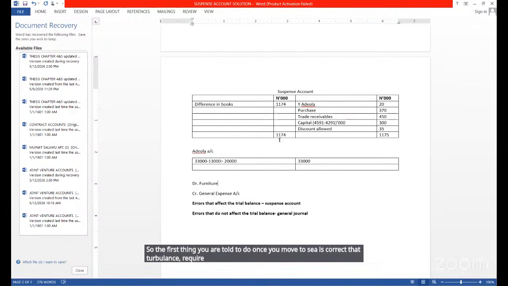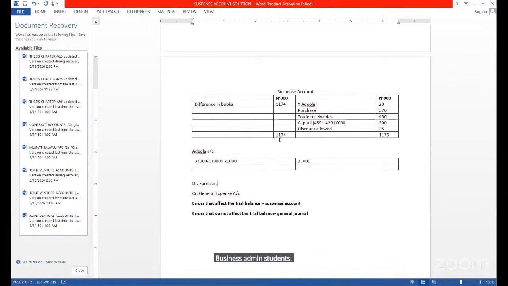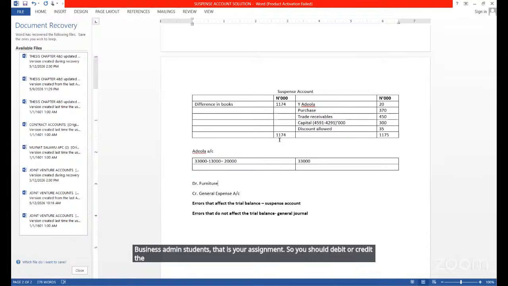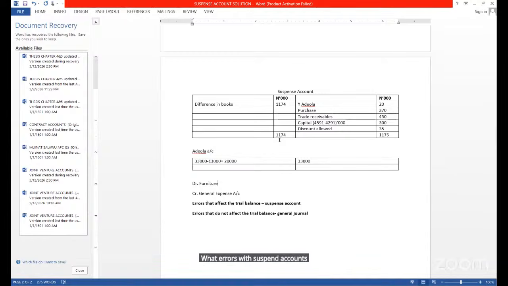You are required to draw up a corrected trial balance. That was an assignment for the accounting students. I don't know if they've done it, but business admin students, that is your assignment. So you should debit or credit the residual error to a suspense account. So it's simply telling you.